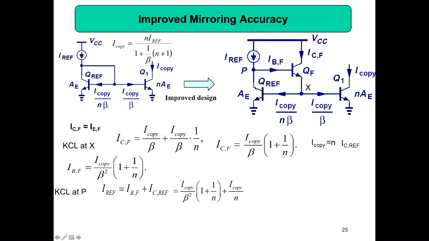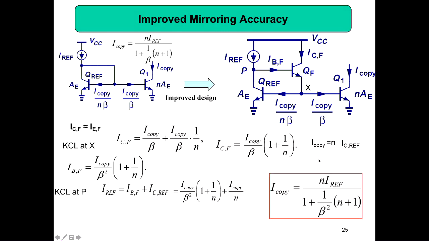And then when you substitute the values, because IBF we already got, I copy divided by beta square into 1 plus 1 by n, plus IC REF, which is equal to I copy divided by n. Then your I copy will become n into I reference divided by 1 plus 1 by beta square into n plus 1. See, so now what you have got extra is beta square. So now even though your n is big, because of beta square, your error is small.